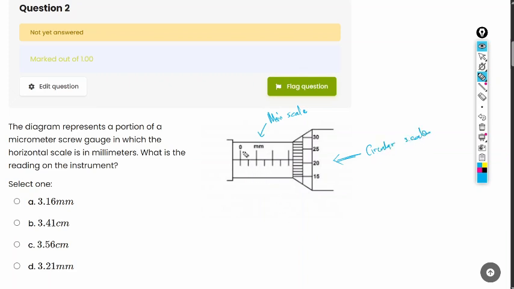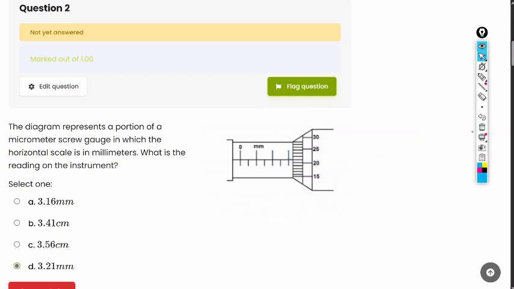On this main scale we have 0, 1, 2, 3. So this is 3 millimeters here, and we then read where the center line intersects with the circular scale. This is 3.21 millimeters. That's option D. So you read the main scale first, then you read the circular scale.